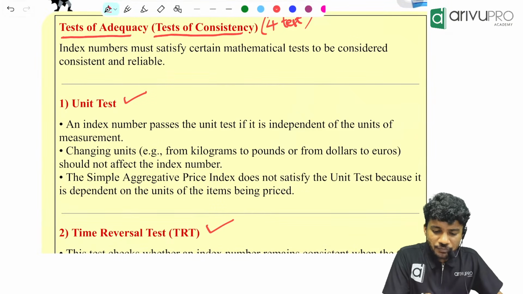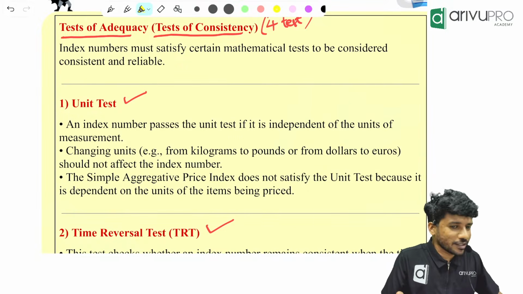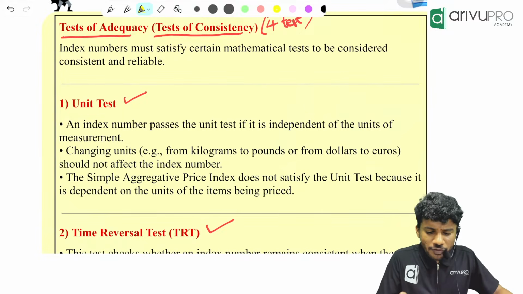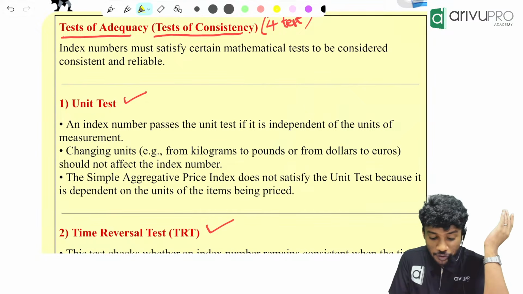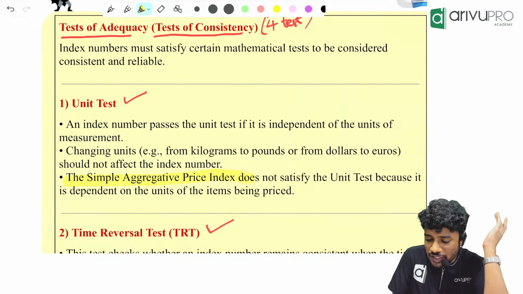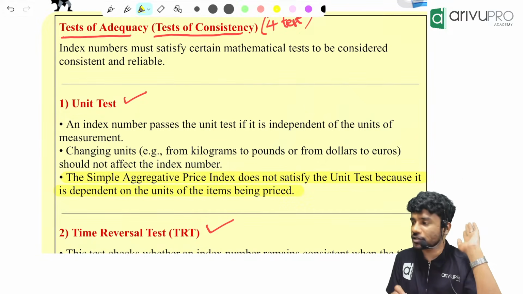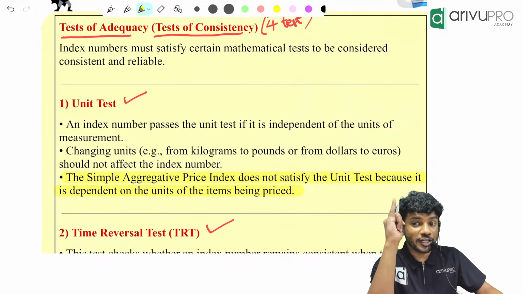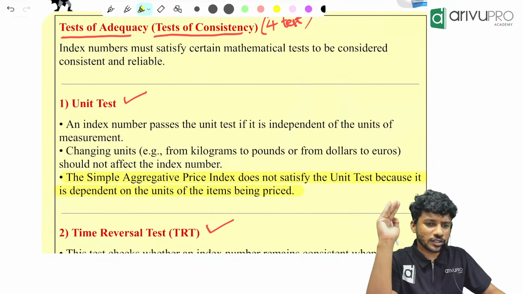First one is the unit test. Unit test means if an index number doesn't have any unit, it will satisfy. An index number should not have any unit, then it will satisfy. Now, if you remember, yesterday I told you one index was unit dependent. Who was that? SAPI. SAPI was unit dependent. So, simple aggregative price index does not satisfy which test? Unit test. Why? It depends on the units of the items being priced. Understood? So, who is not satisfying the unit test? That was a previous year question. SAPI. Who all satisfy? Everyone else.